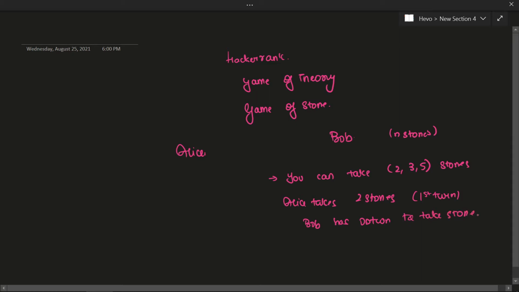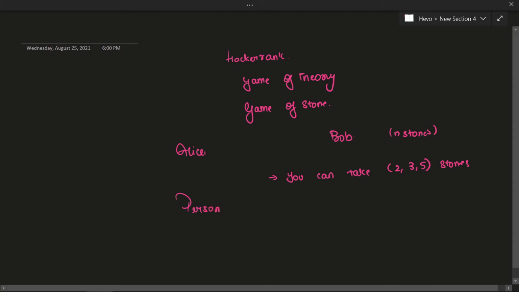Now you might be guessing, this is a game, so who shall win the game, right? And you're right about it. The person who cannot make a further move loses. So the person who cannot make any further move is declared the loser of the game, and the other player is declared the winner.